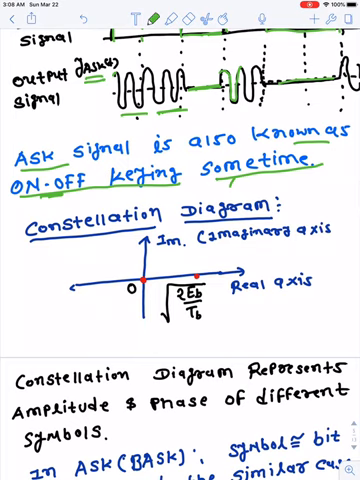Now another very important portion that we are going to cover is the constellation diagram. A constellation diagram just represents the phase and amplitude of a symbol.